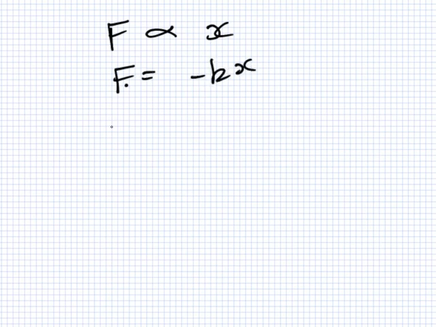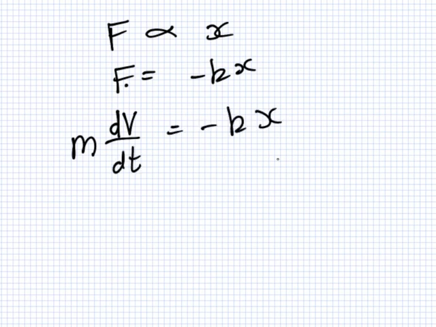Now F is ma, and a is dv/dt. So you realise, not quite, but you nearly have an ODE. What's the problem with this ODE? Too many variables. What are the variables on the left? Remember, m is a constant and k is a constant because they're for the spring. On the left, v and t, and on the right, x. We have one too many.